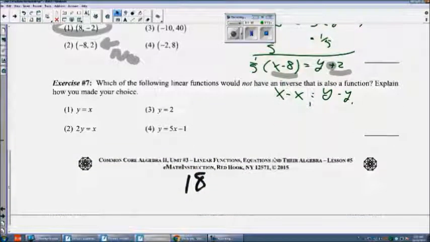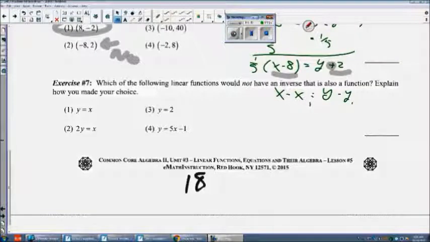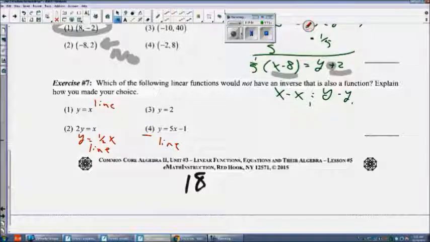Last question. Which one of these does not have an inverse that is also a function? Well, that's a line, so we're okay with that. This is a line also. Really? Yeah, just divide by 2. So that's a line. So we're okay there. That's a line. Wait a minute. All these are lines.